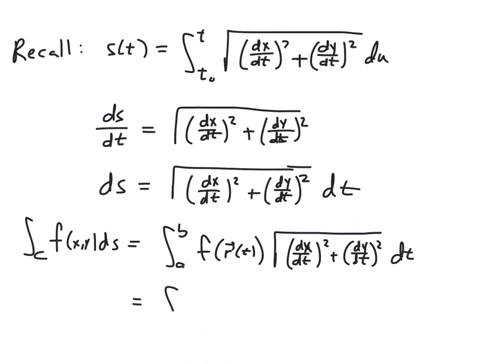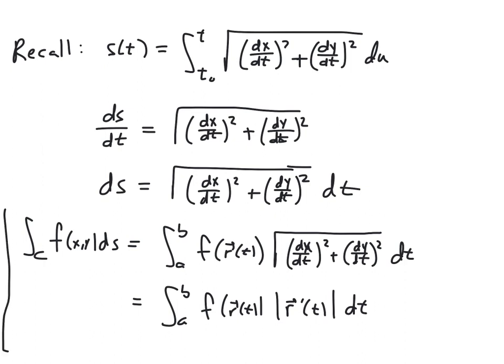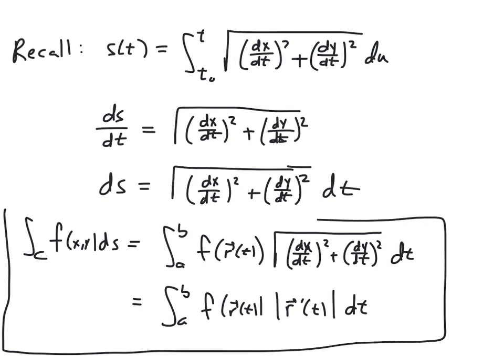which is sometimes written shorthand as f of r of t multiplied by the magnitude of r prime of t, dt. Right, so recall that that square root is simply the magnitude of the derivative vector function. And so this here will be our approach to evaluating line integrals. We take our function f, we substitute in the vector function that describes our curve, that's r of t, and then we multiply by the magnitude of the derivative of r of t.